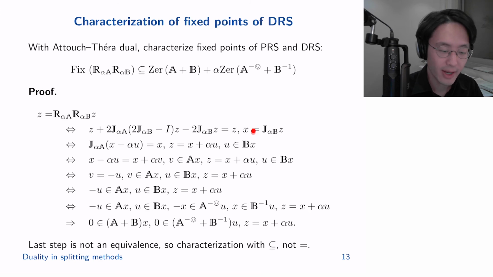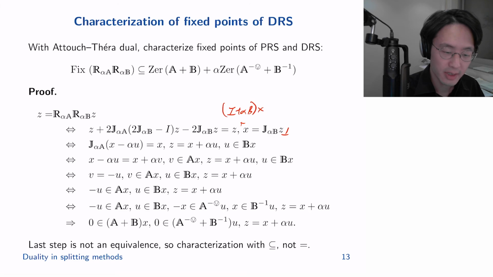And let's just write x as the output of the resolvent with respect to B evaluated at the fixed point. Well, this means that I plus alpha B, x contains z. So let's write that out explicitly. We'll write u as the explicit output of the operator B evaluated at x. So then we'll write z is x plus alpha u.